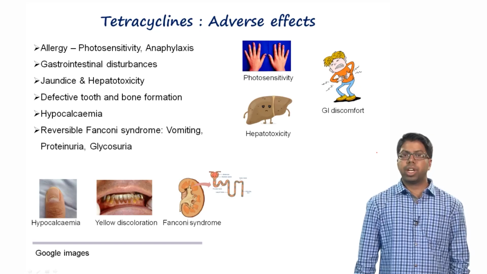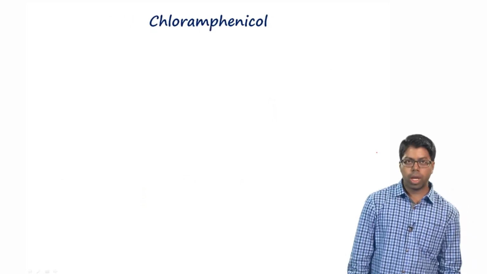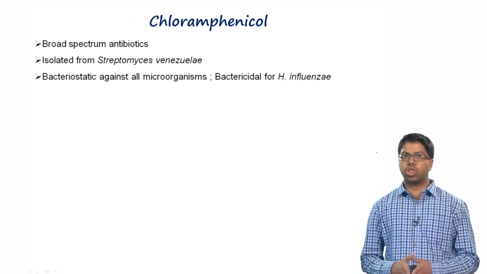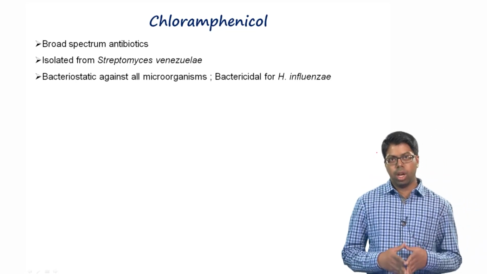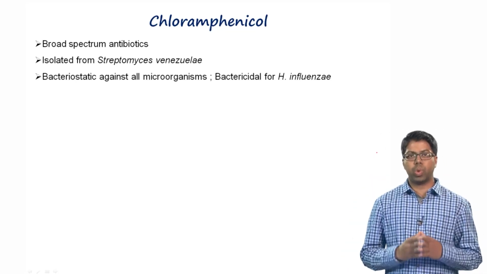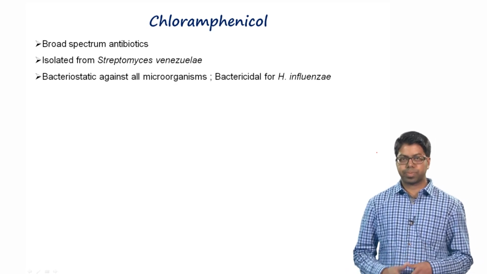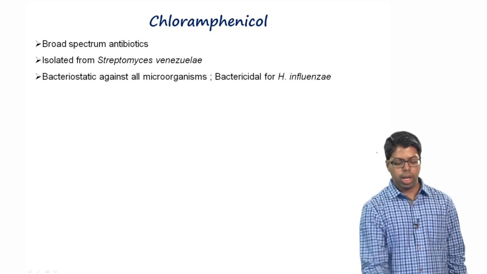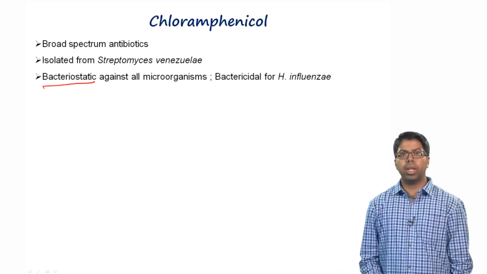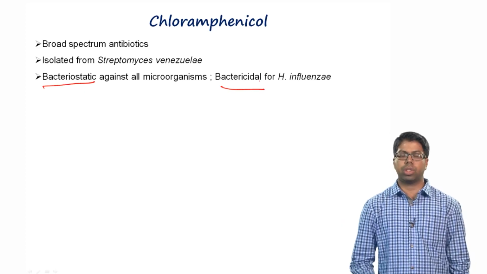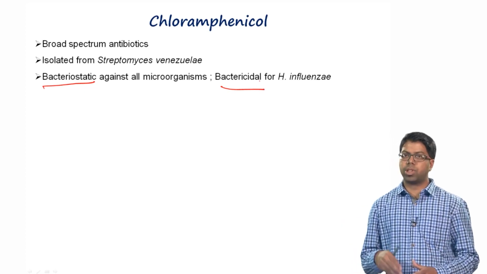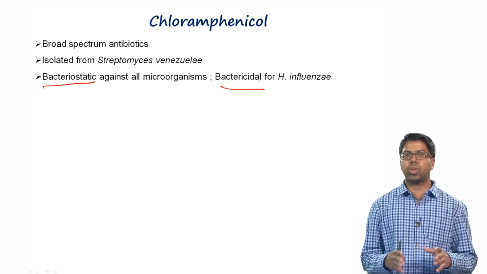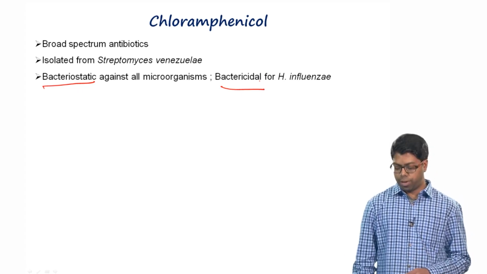Another class of antibiotic that inhibits protein synthesis is called chloramphenicol. This is also a broad spectrum antibiotic, and it was first isolated in 1947 from a soil sample collected in Venezuela from Streptomyces venezuelae. It exhibits a bacteriostatic effect at a lower concentration and a bactericidal effect at a higher concentration, mostly against Haemophilus influenzae, a bacterium responsible for lower respiratory tract infections.